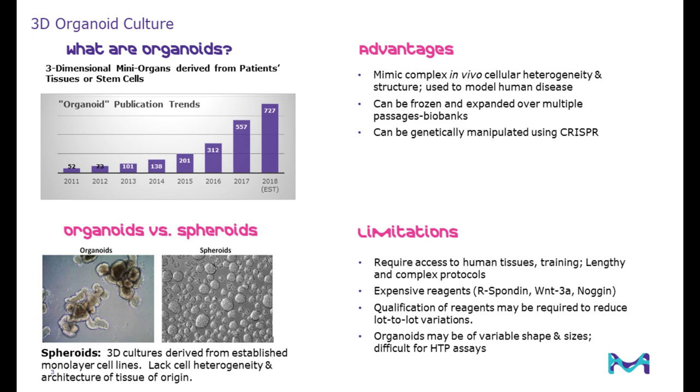Organoids are different from spheroid culture in that spheroids are 3D cultures derived from established monolayer cell lines, and thus may lack the complex cellular heterogeneity and architecture of the tissue of origin.